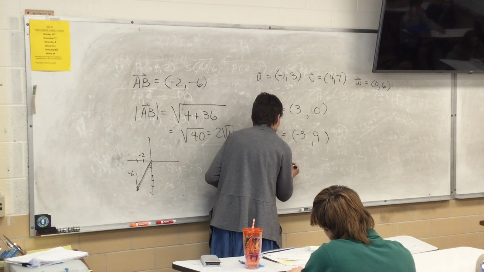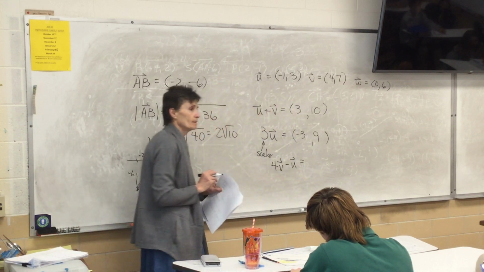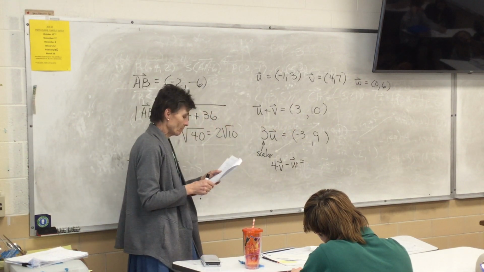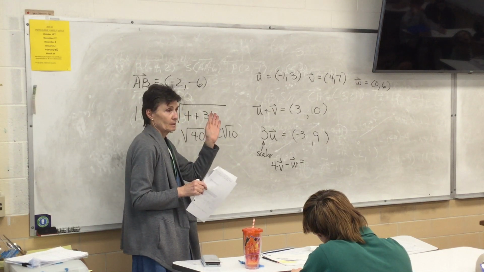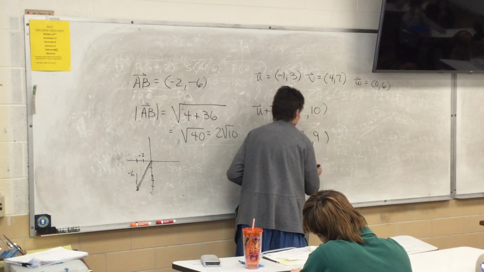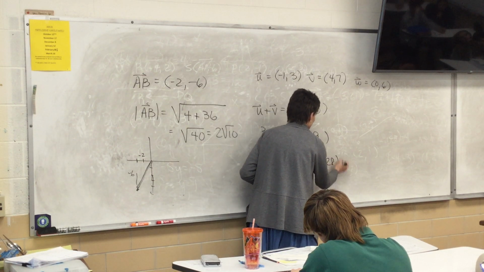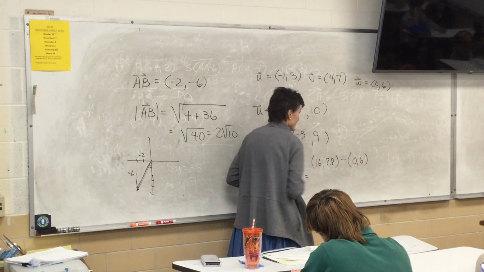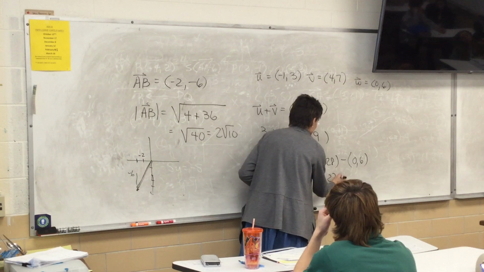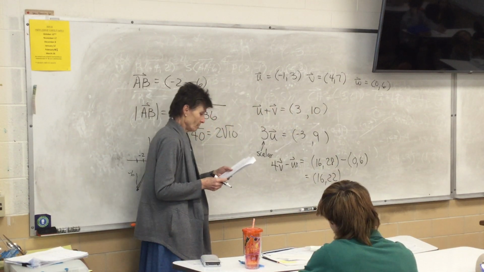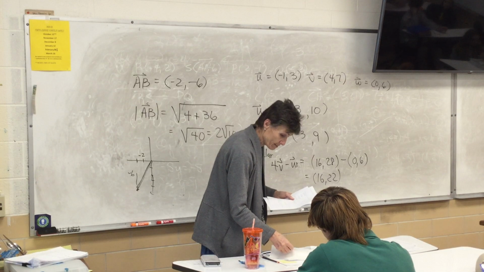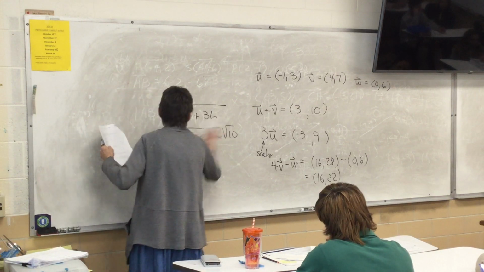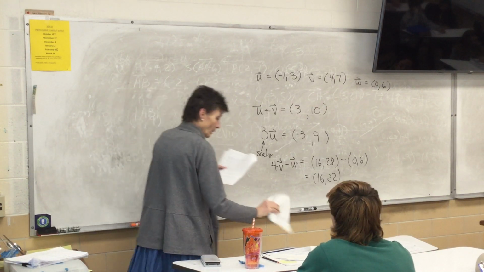4v minus w. Thank you. Okay, here we go. What's 4v? We just talked about it. What's 4v? 16, 28. And now I'm going to subtract w. What do you think that answer is going to be? 16, 22. Oh my gosh, Mrs. Ford, this is so easy. You're right. Okay, what about D?